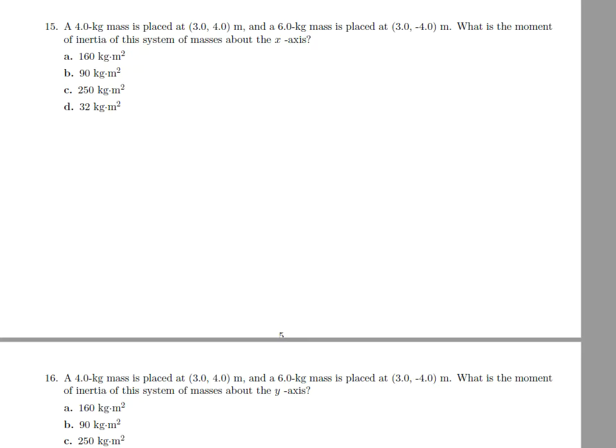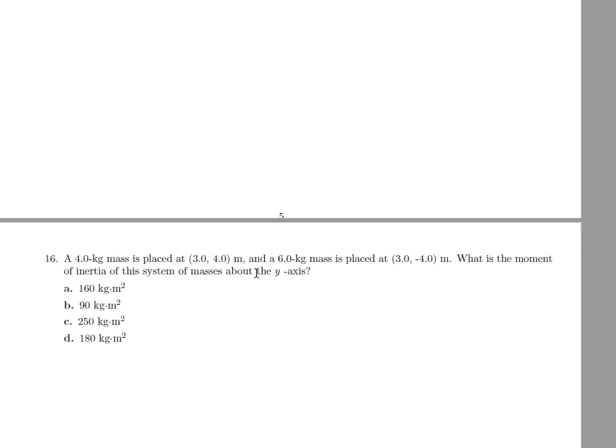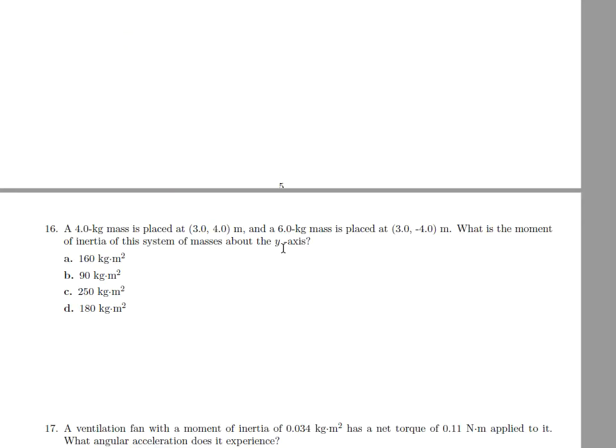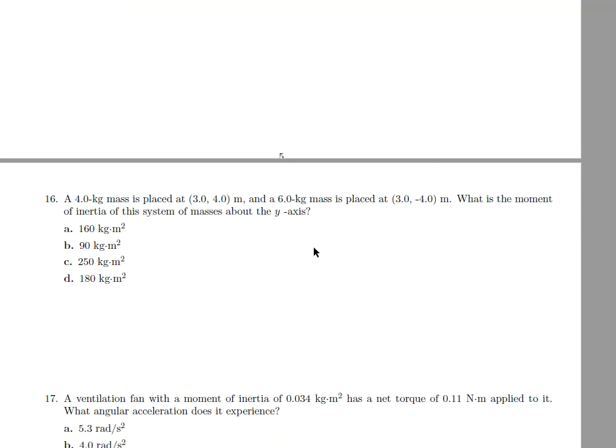Next question. A 4.0 kilogram mass is placed at (3, 4), and a 6 kilogram mass is placed at (3, -4). What is the moment of inertia of this system about the x-axis? And notice that we've got a similar question here about the y-axis, and I'm just going to do the z-axis as well while I'm here.